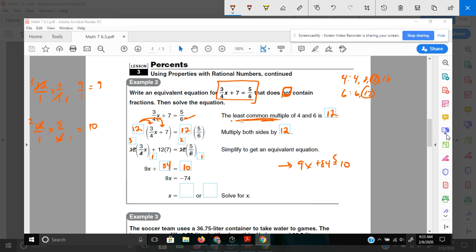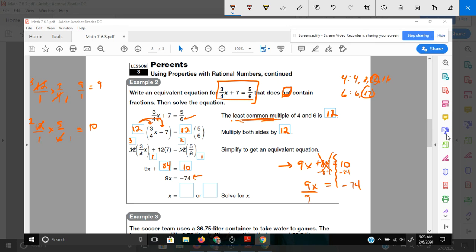Okay, what's being done to my variable? Well, two things. It's being multiplied by 9, and it's also being added by 84. I need to subtract 84 on both sides first, because when you undo, you have to do PEMDAS in reverse. So that leaves me with 9x equals 10 minus 84. I couldn't do that in elementary school, so I know it's got to be a negative. And 84 minus 10 is 74. That's where they get this right here.